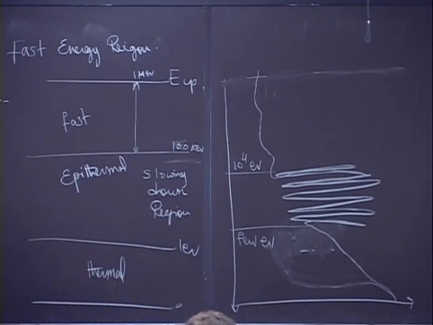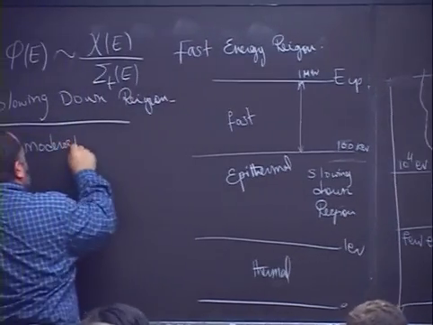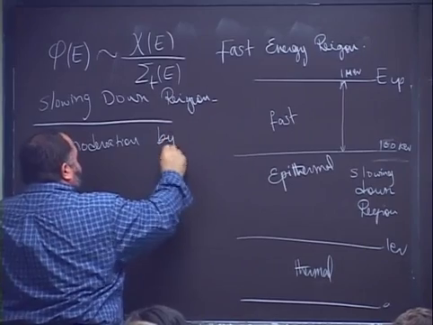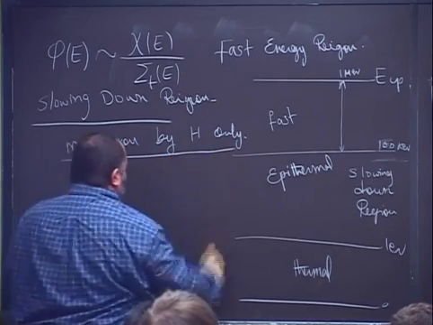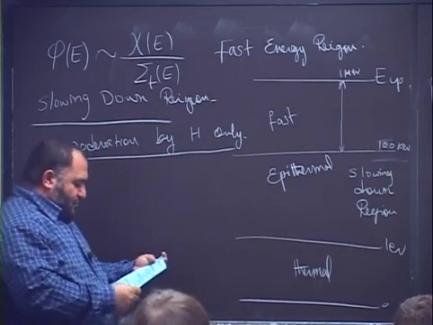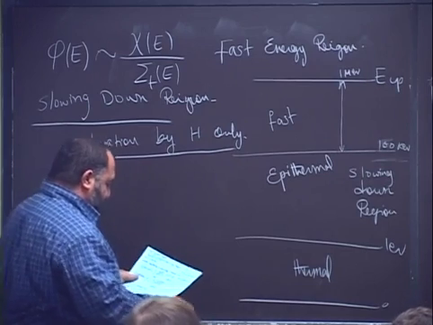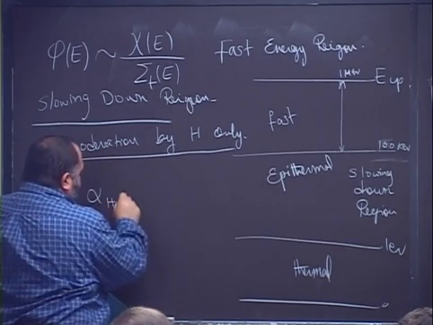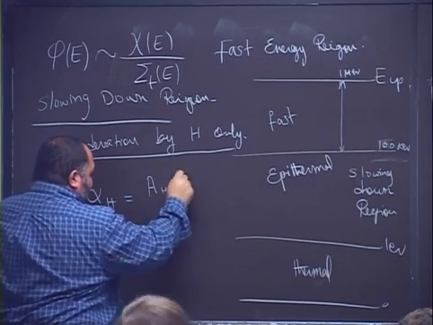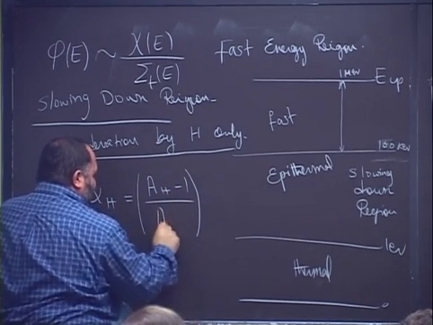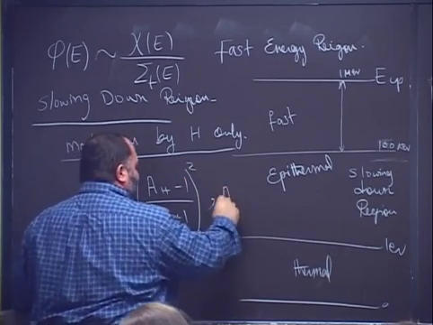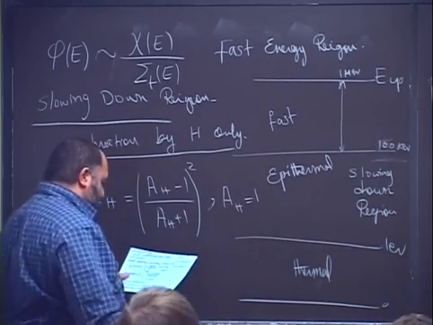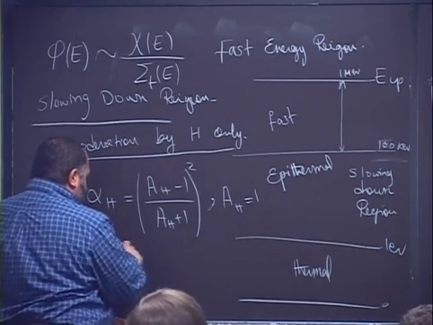So now let's look at moderation by hydrogen only. If the moderator is just hydrogen, moderation by hydrogen only, so what's alpha for hydrogen? It is A for hydrogen minus 1 divided by A for hydrogen plus 1, all squared, and A for hydrogen is equal to 1. So alpha for hydrogen will be 0.